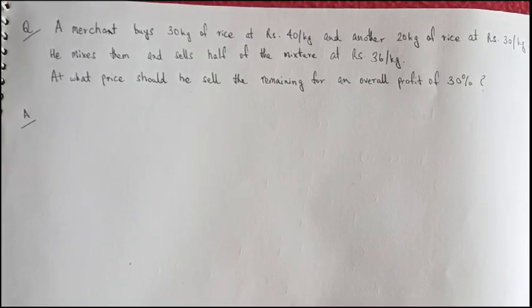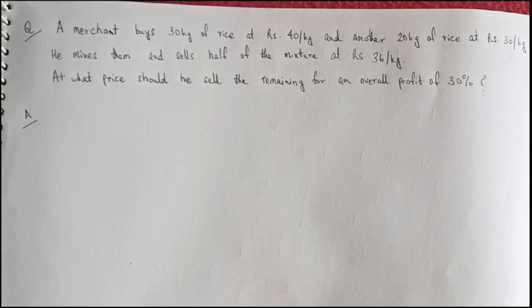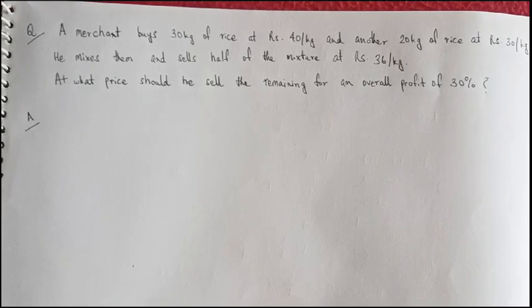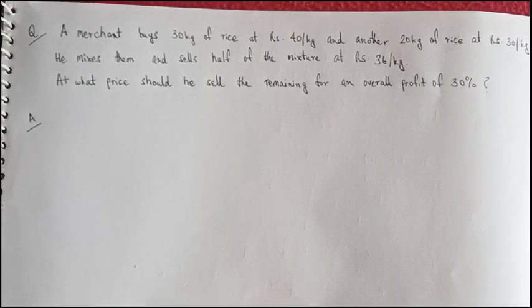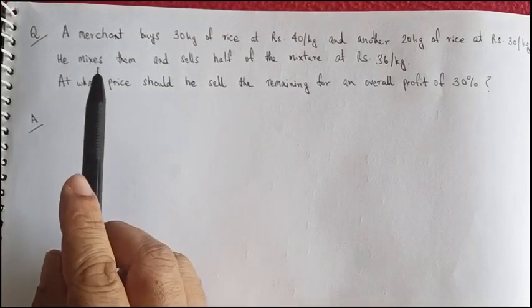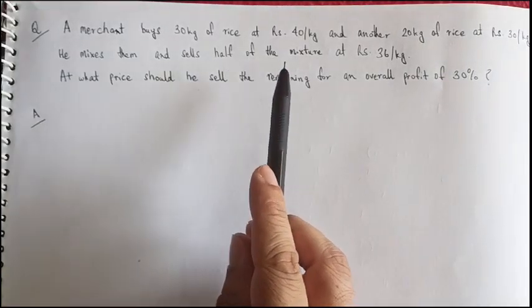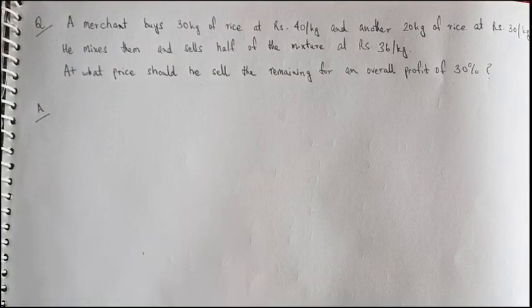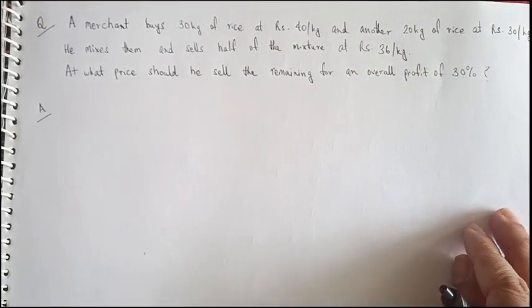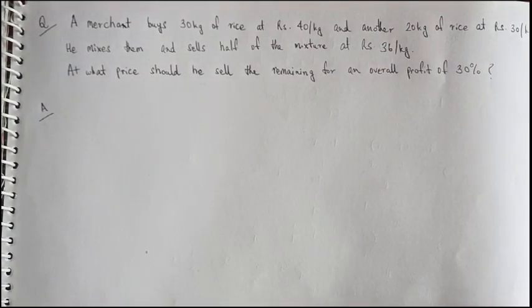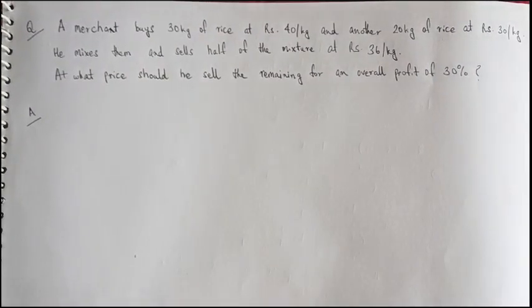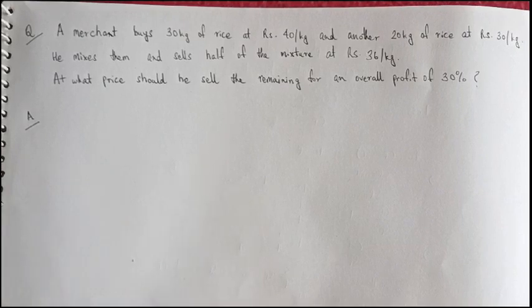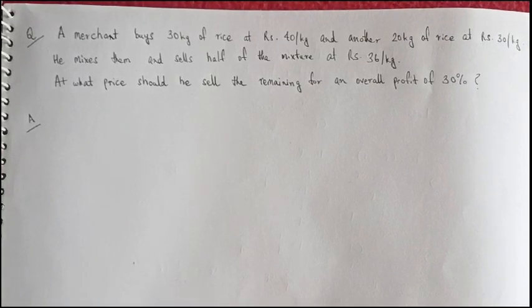Okay, so moving on here to our next problem. This will be a bit more complicated, involving the same concepts of cost price, selling price, profit and loss percentage. A merchant buys 30 kilograms of rice at rupees 40 per kilo and another 20 kilograms of rice at rupees 30 per kilo, right? He mixes them and sells half of the mixture at rupees 36 per kilo. At what price should he sell the remaining half for an overall profit of 30%?